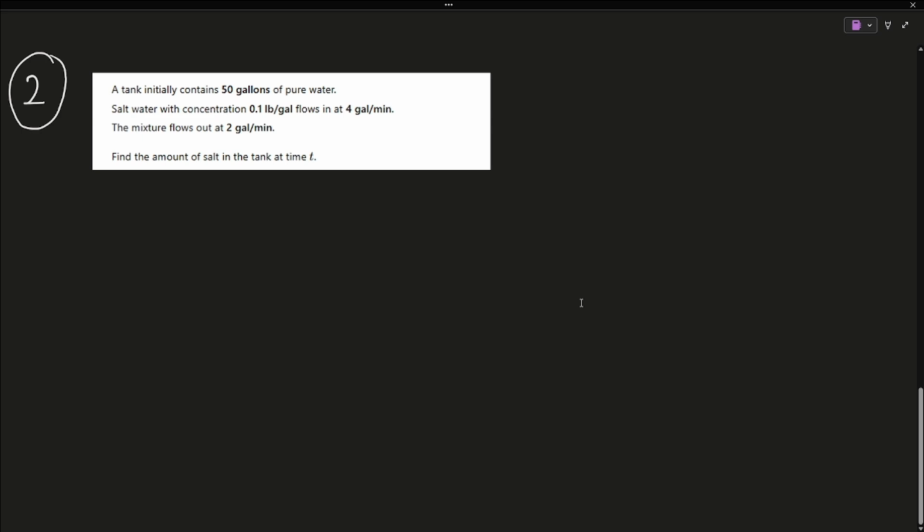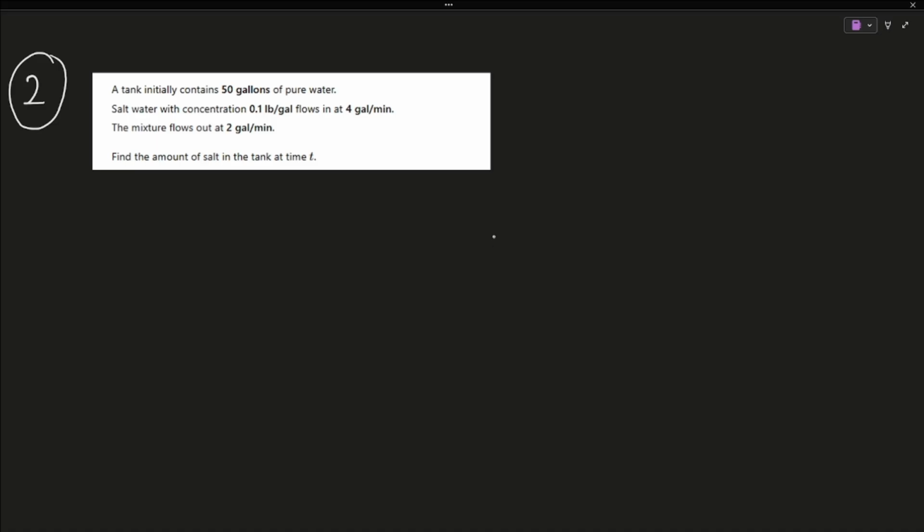Okay, now this is a very nice problem. We will now do pretty much the same thing, but this is an important problem because notice this: water flows in at a rate of 4 gallons and flows out at a rate of 2 gallons in this problem. So our volume is increasing by 2 gallons every minute.